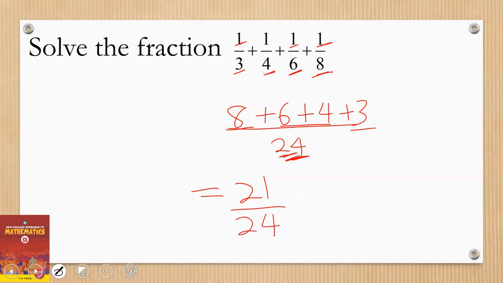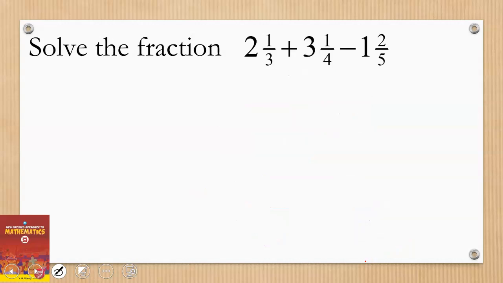Could there be a number that can reduce this to the lowest form, a number that can divide 21 and 24 at the same time? Yes, it is possible. 3 can do that. 3 can divide 21 as 7, and 3 can divide 24 as 8, and that becomes the lowest form we can reduce this to.